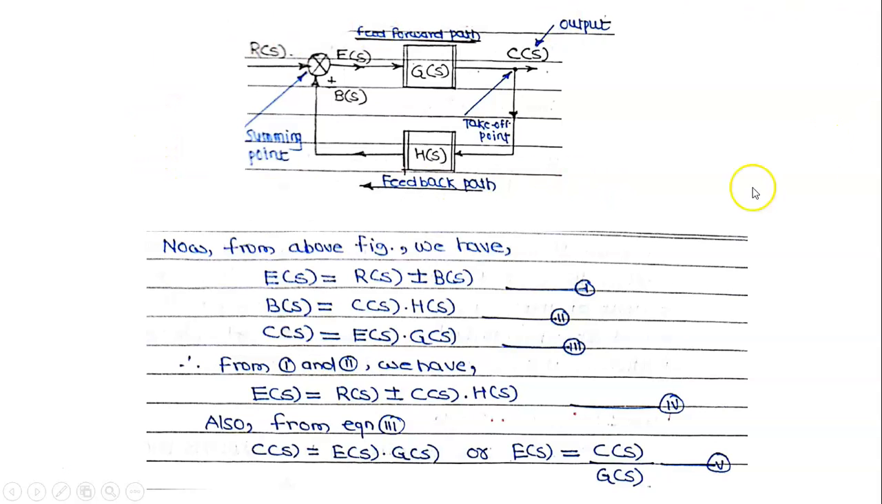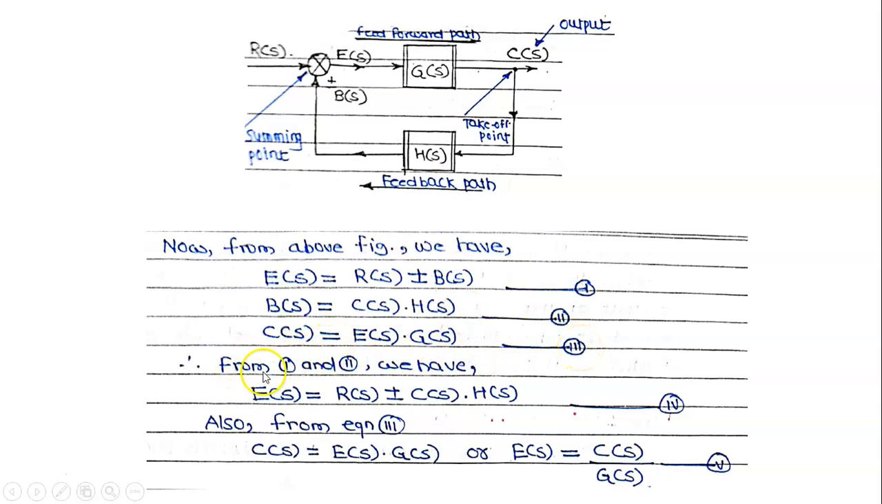Now again the same figure is there. From this block diagram we are going to write some equations. E(s) is equal to R(s) plus or minus B(s), equation 1. Now B(s) is equal to C(s) into H(s), because the value of this signal we have taken is C(s). Therefore B(s) is equal to C(s) H(s), equation 2. Now C(s) is equal to E(s) into G(s), equation 3.